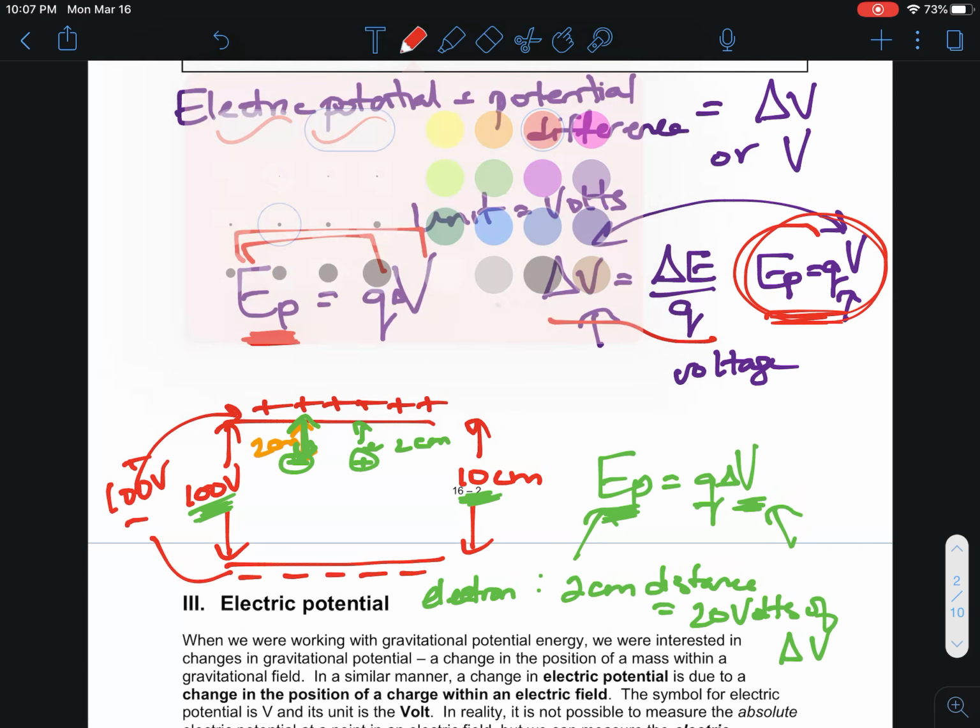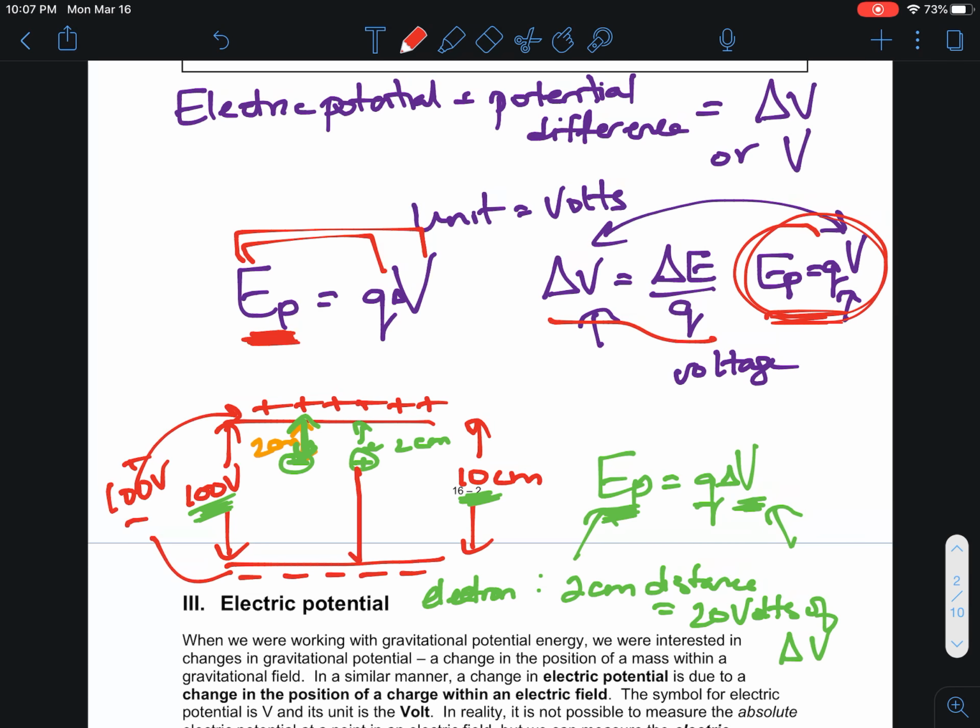Our proton is doing this. It's moving in this direction. And in doing so, it'll pass through 8 centimeters of distance, which is 80 volts of potential. So we can say for this particular scenario, the proton has 80 volts of potential, and the product of 80 volts times your elementary charge will give you your potential energy, electric potential energy. So your proton has more potential energy because it has more potential. The charge is the same.